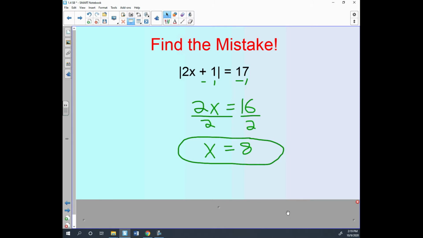And if you don't see it right away, I did all my work right. I minus the 1, I divided by 2, and that's one of the right answers. But that's only case 1. Remember, I have to split it up into 2 cases.